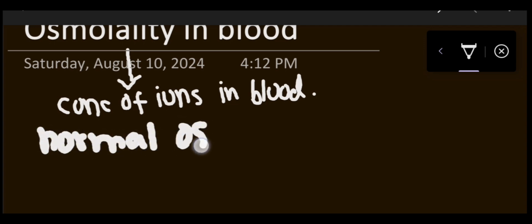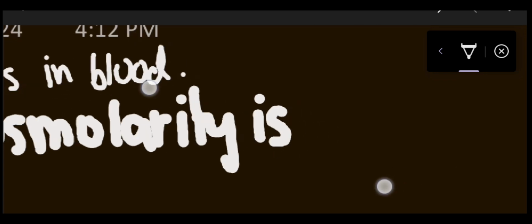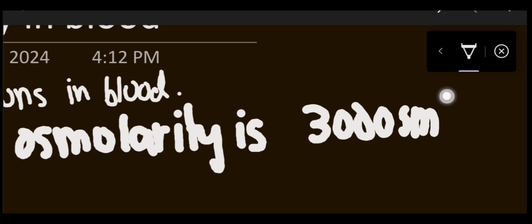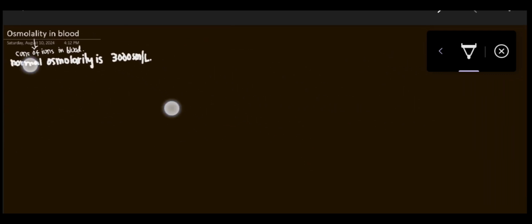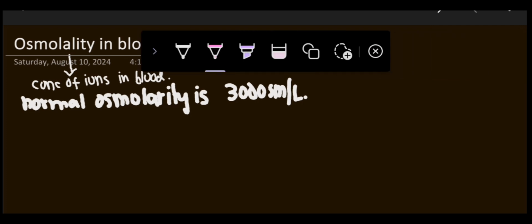Normal osmolarity is basically 300 osmo per liter. 300 osmo per liter is the normal osmolarity of blood. So now here we have blood, which is basically made up of two types of things. Here you can see.